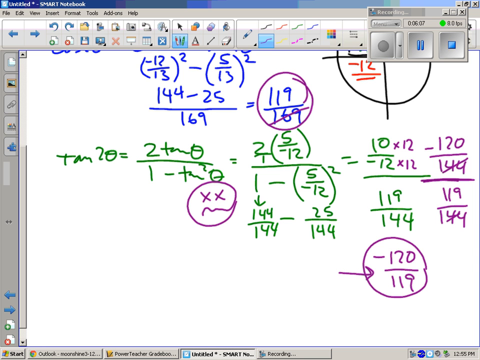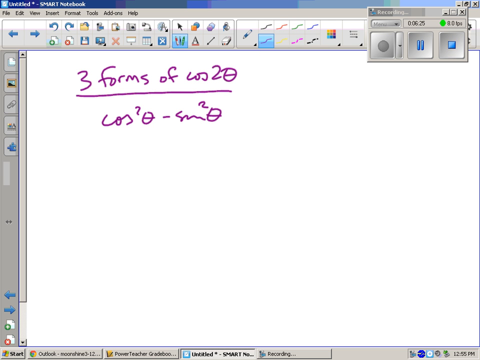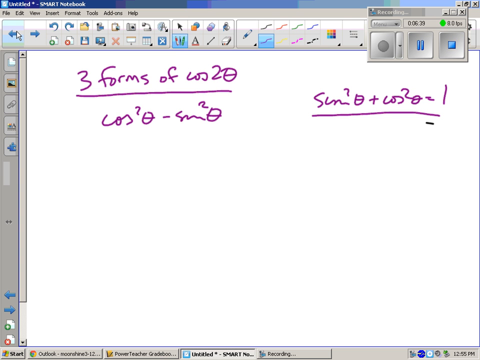All right, the last thing I want to do is show you the other two forms. Now these three forms of cosine 2 theta are just for convenience. The original one is cosine squared minus sine squared. Now, do you all remember that sine squared plus cosine squared equals 1? That's a very, very common formula, and we need to memorize it. We need to know it fast, right here and now.